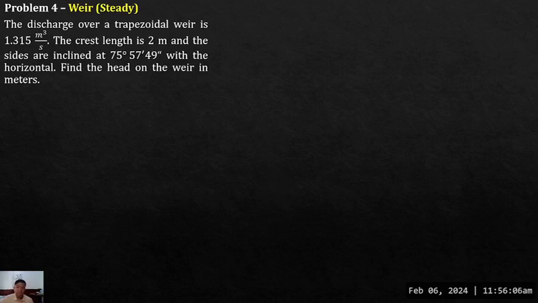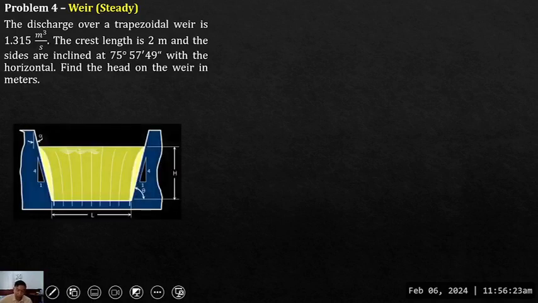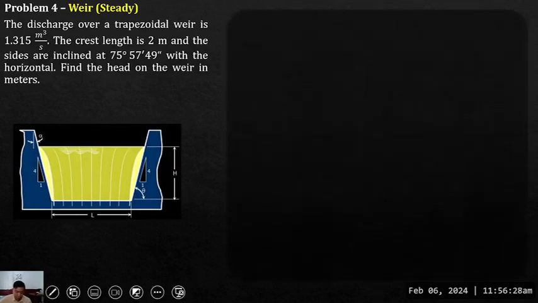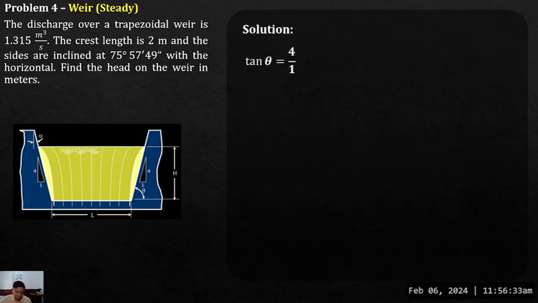So wala tayong ibang formula for weirs, diba? It's only Cipolletti. So if ever may binigay na trapezoidal weir, check nyo yung angles na binigay. So it states that merong angle of inclination na 75 degrees, 57 minutes, 49 seconds. So check natin if kapareho ba siya doon sa 1:4 na slope ng Cipolletti. So compare lang natin, no? Tangent ng theta, that is 4/1, opposite. Ito yung angle natin, no? Ito. So opposite niyan is 4, adjacent is 1, diba?